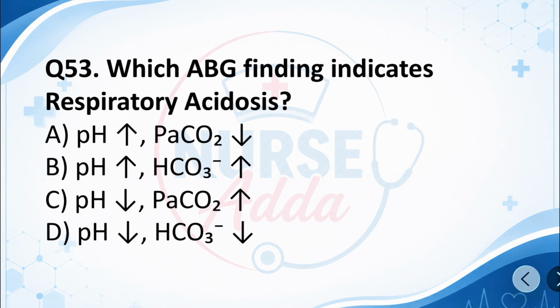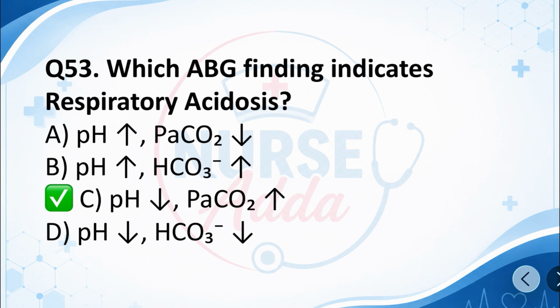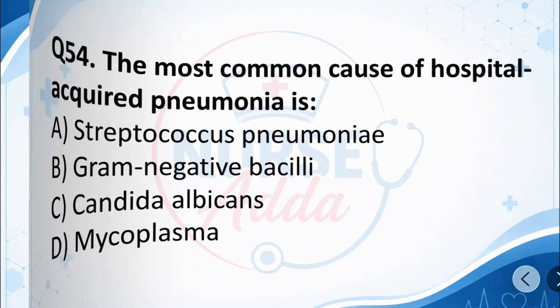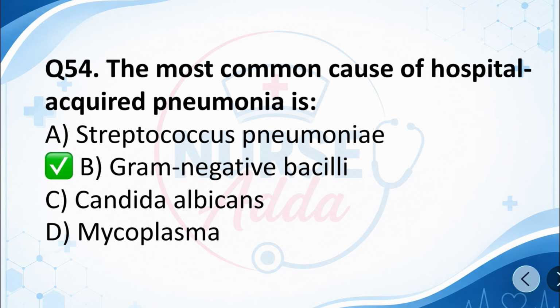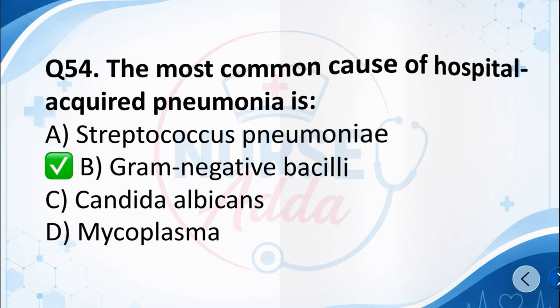Next one, which ABG finding indicates respiratory acidosis? The right answer is option C, low pH and high PCO2. Next one, the most common cause of hospital acquired pneumonia is. The right answer is option B, gram-negative bacilli.